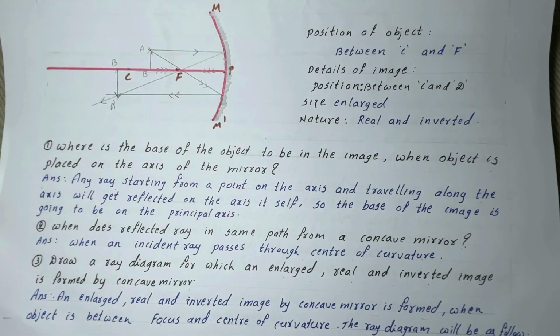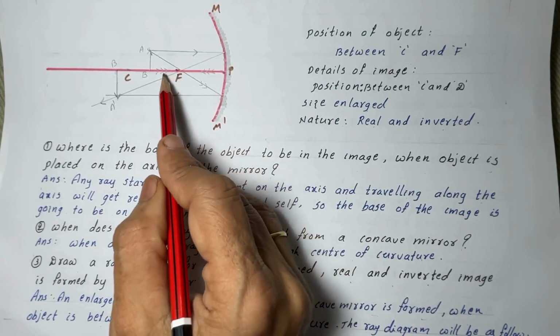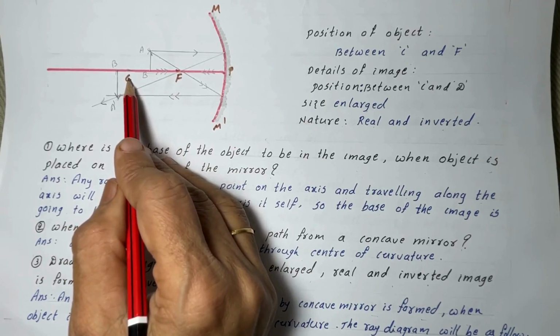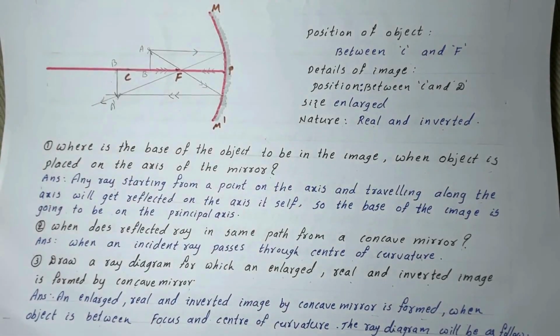When you observe one thing, when the object is moving towards the concave mirror, the image moves away from the mirror. First it is on the focus and next it goes away from the focus. When the object is on C, the image forms on C. When the object is between C and F, the image forms away from C, and as the object comes towards the mirror, the size of the image also increases.